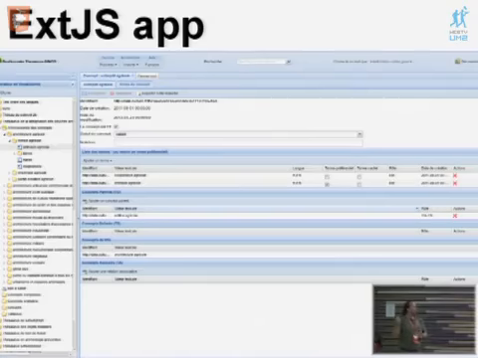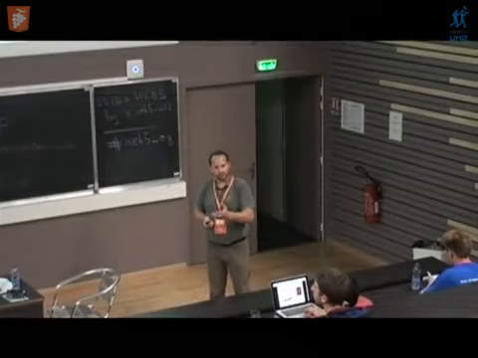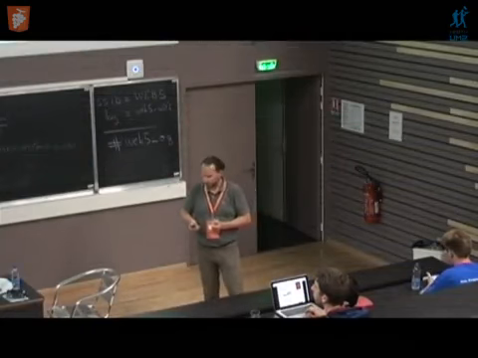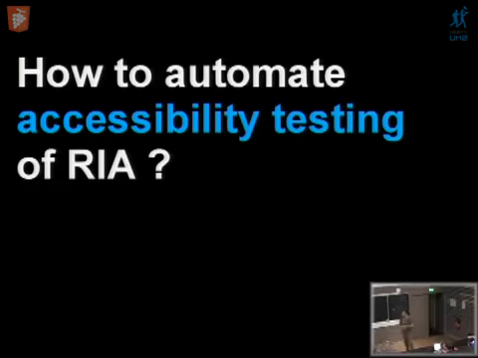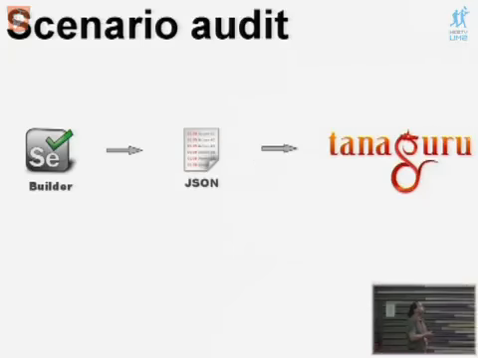Just by seeing that screen, you understand that this is not a website. This is a real, actual web application. So how could we test the accessibility of such a web application, and how could we automate such testing? This is the initial question: how to automate this testing. The idea is to use the notion of scenario audit. A scenario is a kind of recording of what a user can do within that web application.